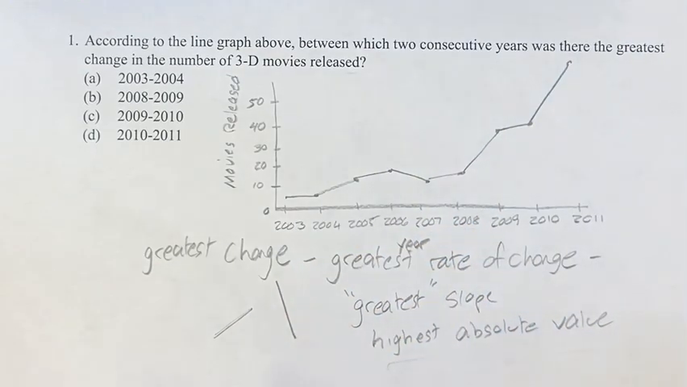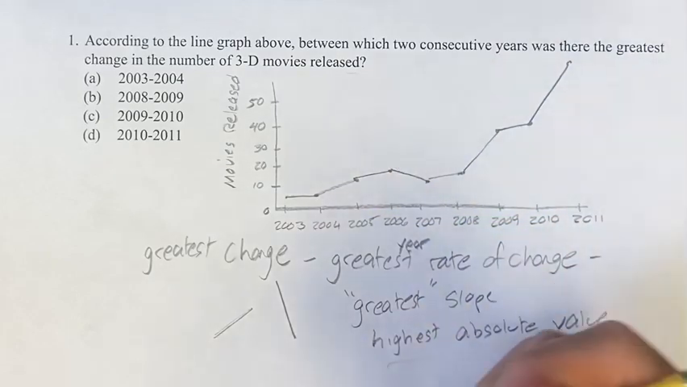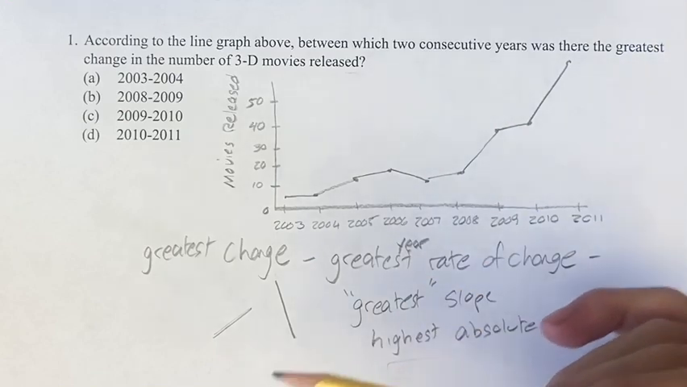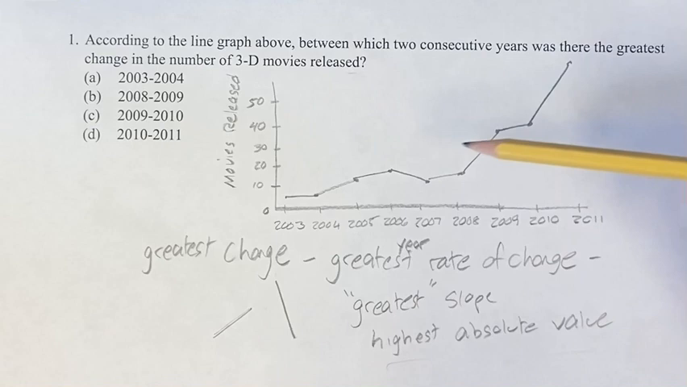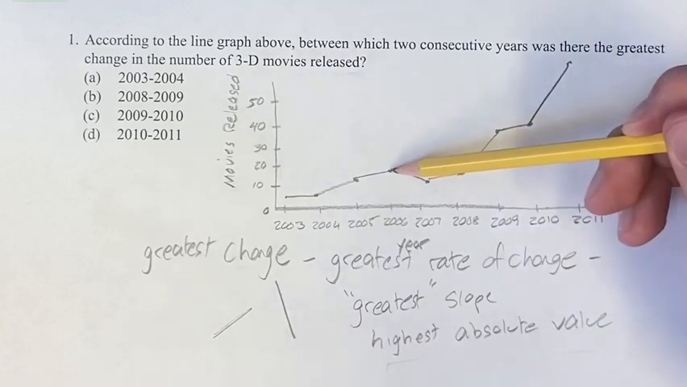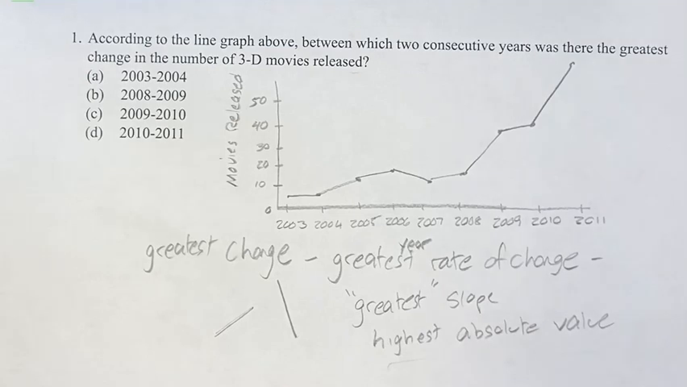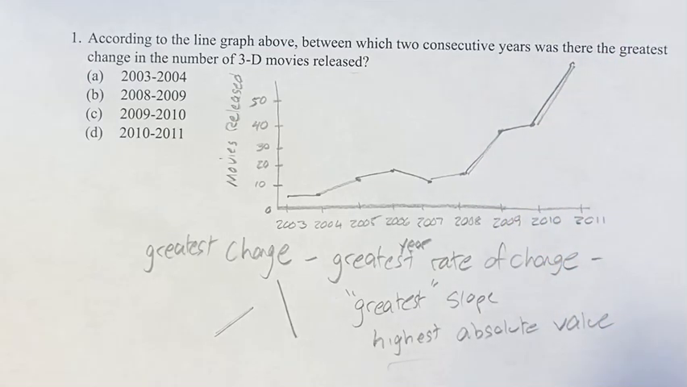So in this case, we don't have to count the rate of change and find the slope of all these different line segments. We just have to say, okay, looking for the greatest change, that's going to be the steepest slope, right? So it could be positive or negative, but the only negative slope I can really see here is this, and this is not very steep at all. So really our only two contenders are this line and this line.